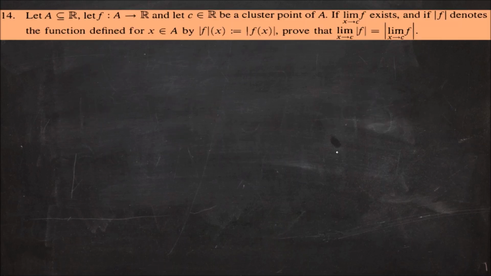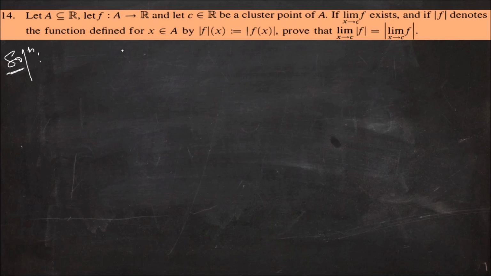Now we will move to question number 14. In question number 14, we have been given a function f from A to R, and c is a cluster point of A. We have been given that the limit as x tends to c of f exists, and |f| is defined as |f|(x) equal to |f(x)|. We have to show that the limit as x tends to c of |f| is equal to the modulus of the limit as x tends to c of f. So let us start with the solution.